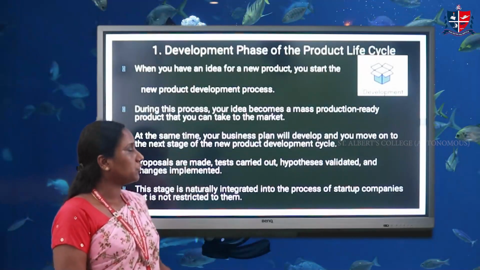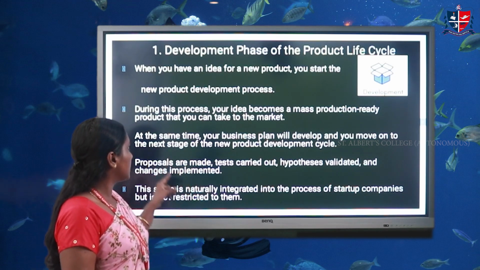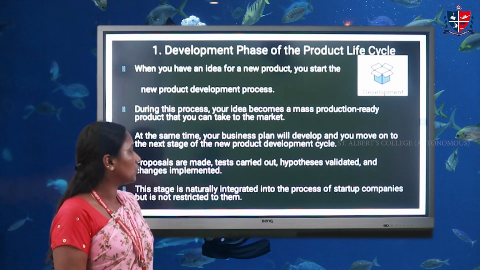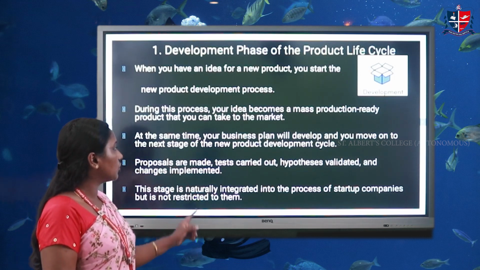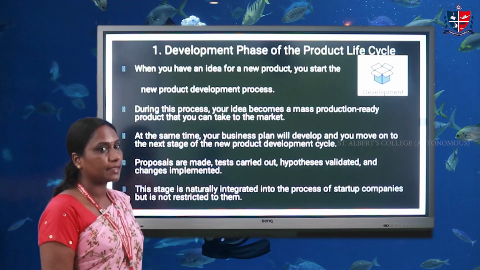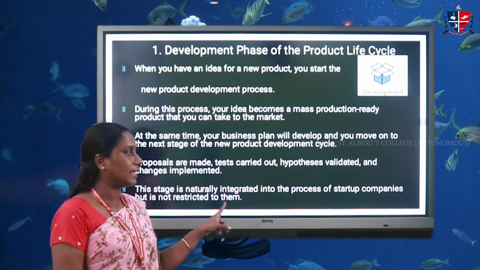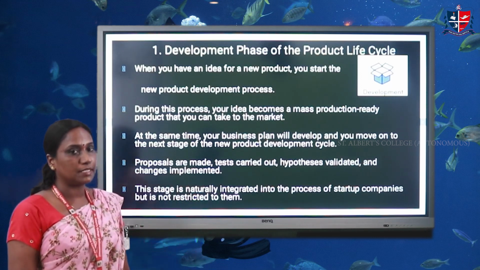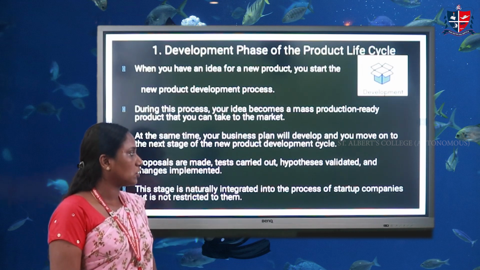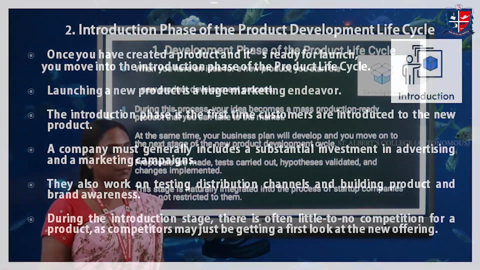If you have an idea for a new product, you start the new product development process. During this process, your idea becomes a mass-production-ready product that you can take to the market. At the same time, your business plan will develop and you move on to the next stage of the new product development cycle. Proposals are made, tests are carried out, hypotheses are validated, and changes are implemented in this stage. This stage is naturally integrated in the process of startup companies, but it is not restricted only to startup companies.